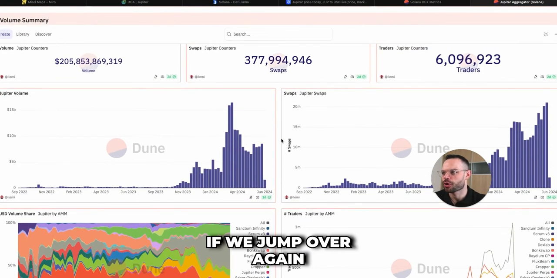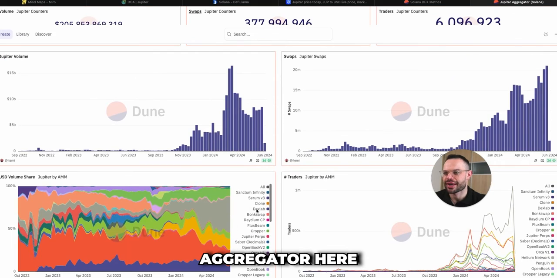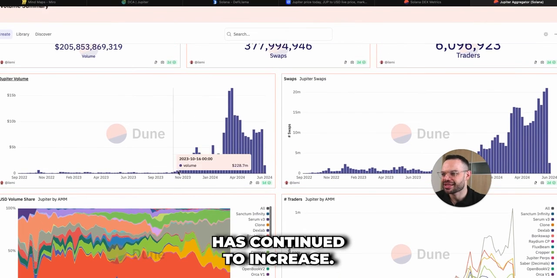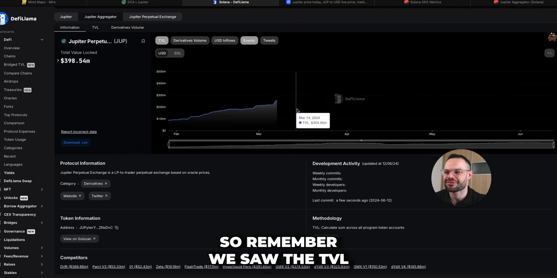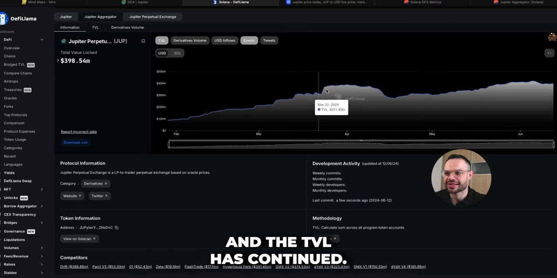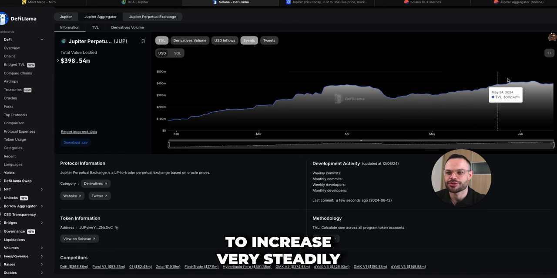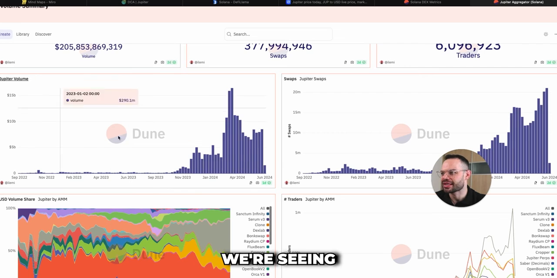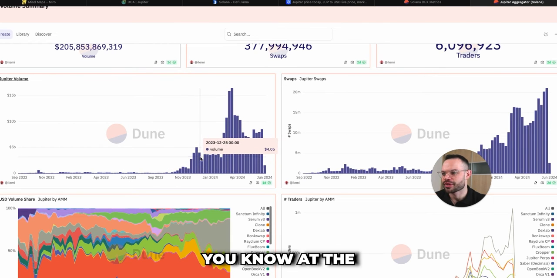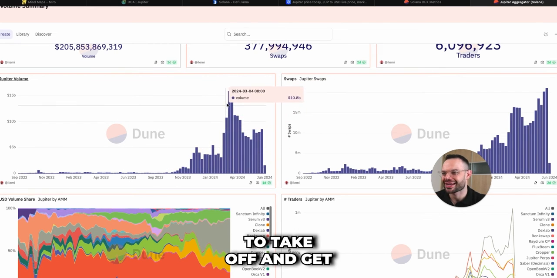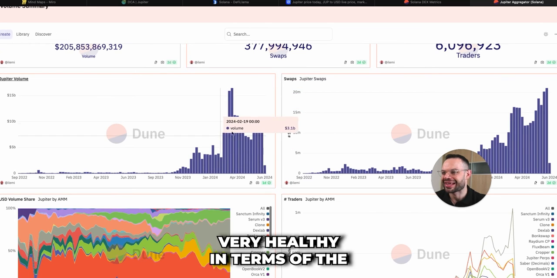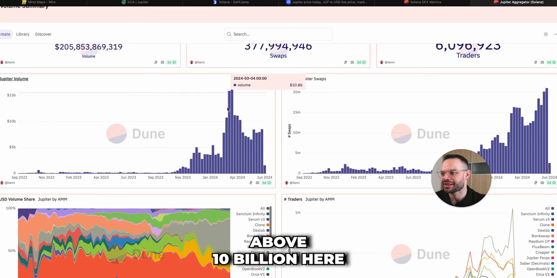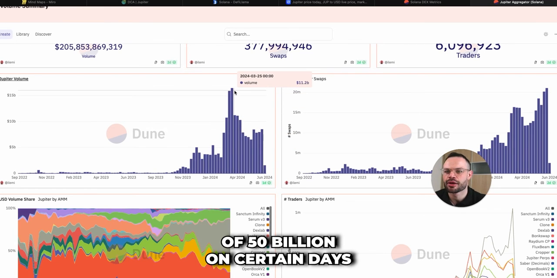And again, if we jump over, this is a Jupiter aggregator here on Dune.com. We can see how that volume has continued to increase. So remember, we saw the TVL back over here, and the TVL, total value locked, has continued to increase very steadily throughout the past few months. Again, we're seeing the volume on Jupiter, at the beginning of this year, really starting to take off and get very healthy in terms of the amount of daily volume going through Jupiter, up above 10 billion here, and even in excess of 15 billion on certain days.